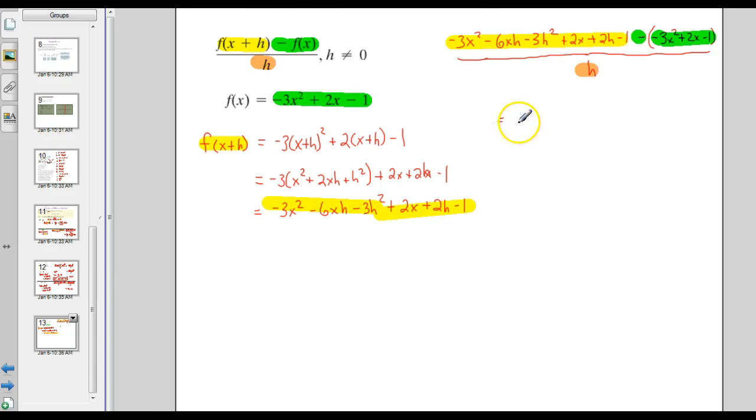Okay, now let's simplify. So minus 3x squared minus 6xh minus 3h squared plus 2x plus 2h minus 1. Now distribute. Minus 3x squared is plus 3x squared. Minus positive 2x is minus 2x. Minus 1 is plus 1. All over h. And like always happens, these things cancel: minus 2x plus 2x, plus 1 minus 1. And the only things left are minus 6xh, minus 3h squared, plus 2h.